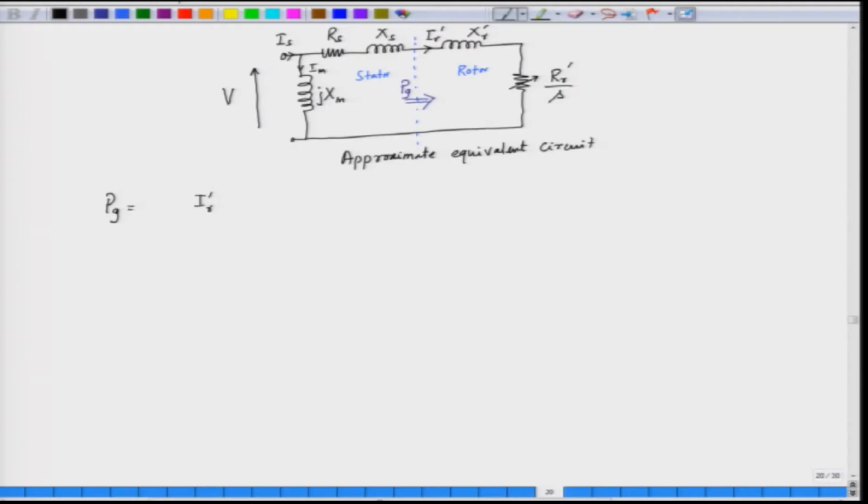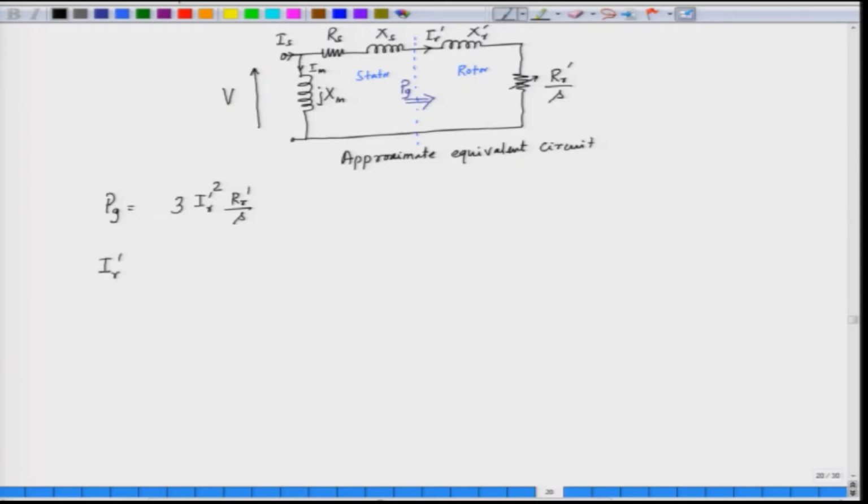Ir prime square into Rr prime by s. Now, this is for a single phase circuit, since we have 3 phase, we can multiply by 3. Now, what is Ir prime? Ir prime is the rotor current referred from the primary side. So, this Ir prime can be evaluated.